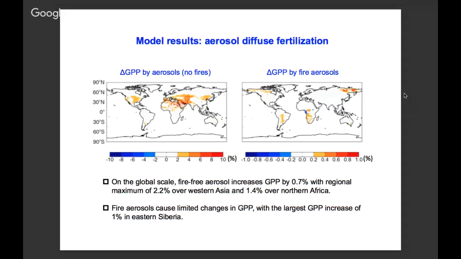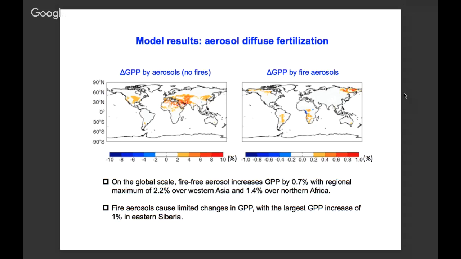For aerosols, in our simulation, we show that aerosol generally increases GPP. In this plot, blue means decrease and red means increase. But most of the increase is located in arid regions, especially in North Africa and also Western Asia. On the global scale, non-fire aerosol increased GPP by 0.7%, and fire aerosol caused very limited impact.